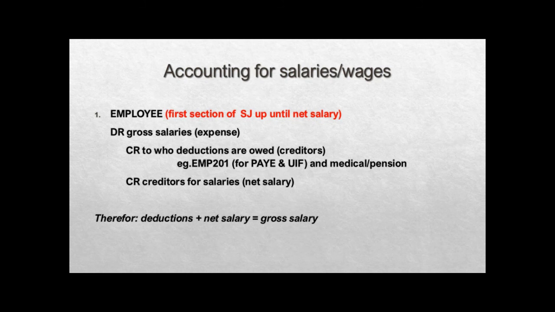Okay. Now, how do I check that my journal actually balances? The deductions plus the net salary, these two, if you add them together, should equal your gross salaries. Then you have applied your double accounting entry system correctly.